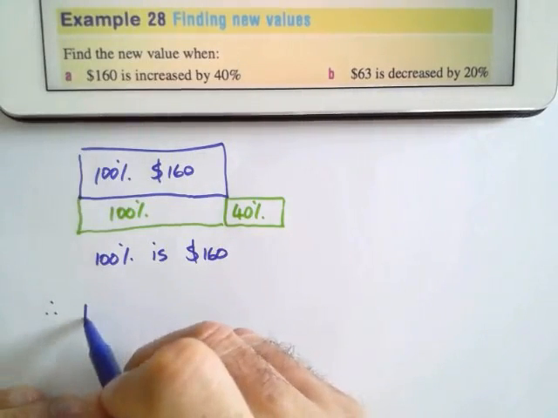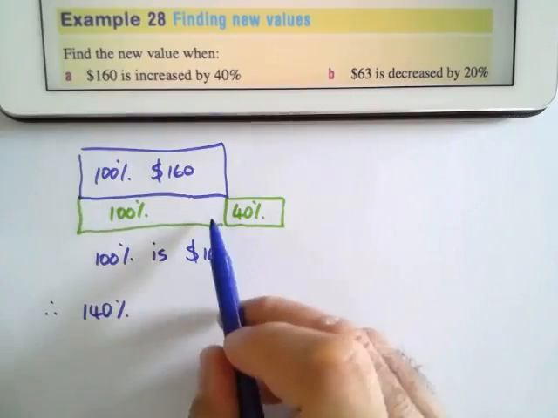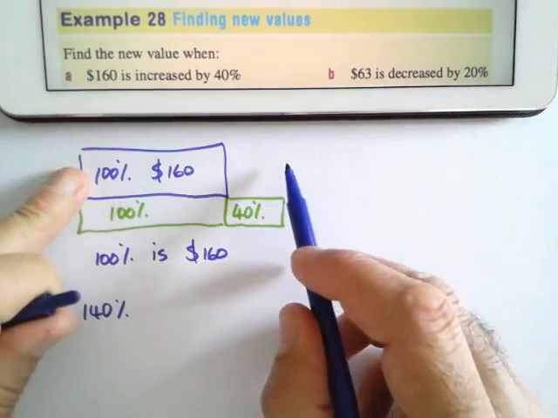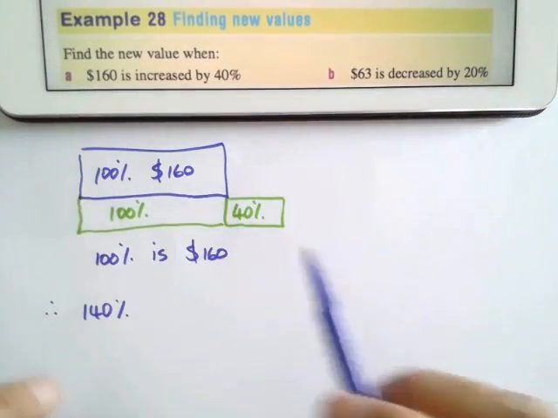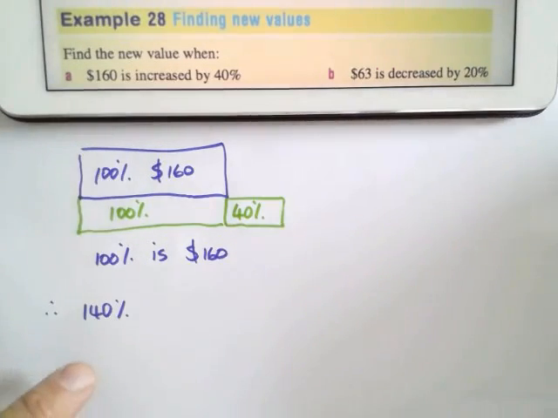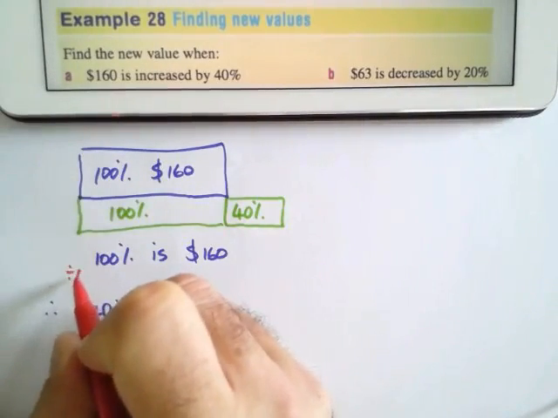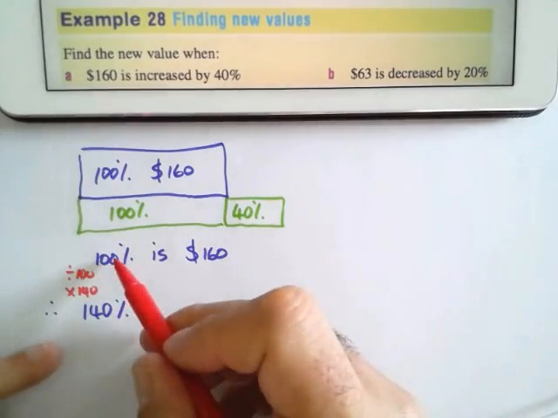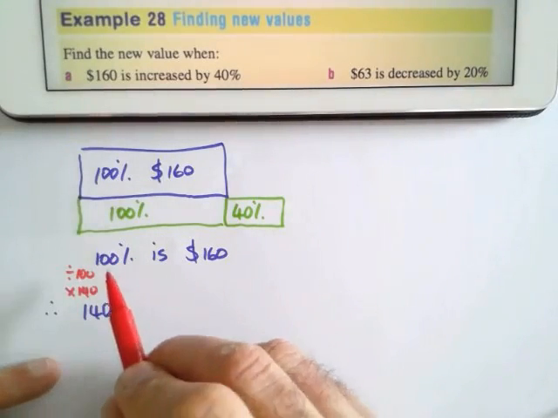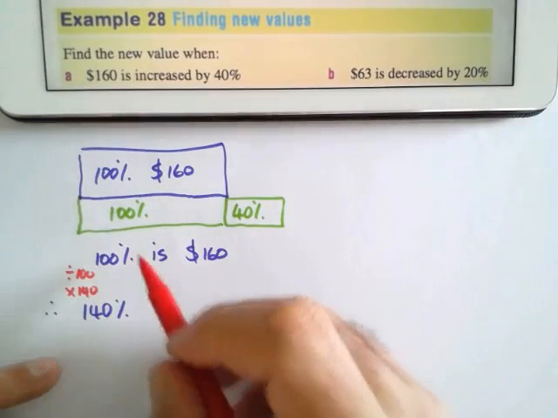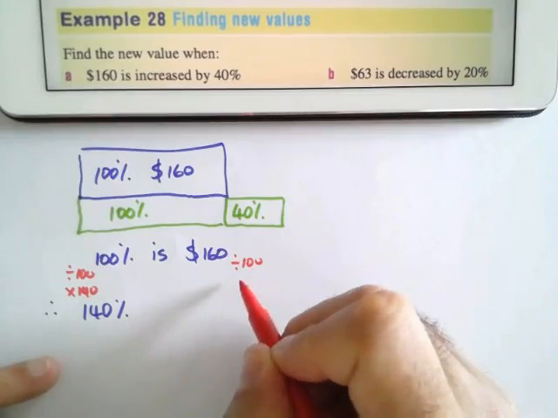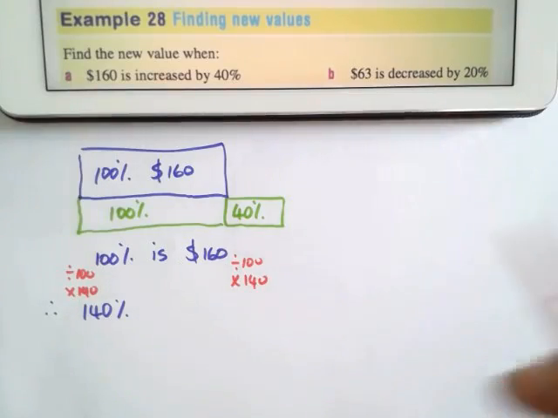Therefore, 140%, because this is 100 plus that 40%, I want to know what's the new total. The 160 is increased by 40%, it will give me a new total. So that 140%, how did I get to 140%? What I did is I divided by 100 to go to 1%, and then I multiplied by 140. What I do to the percentage, I'm going to do to the dollars. So I'm going to divide by 100, and then I'm going to multiply by 140.